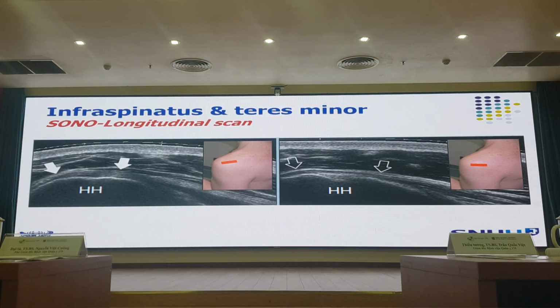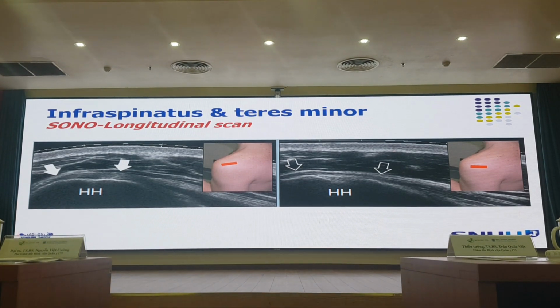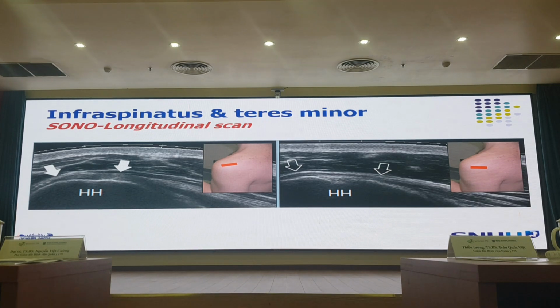Using the ultrasound longitudinal scan, you always check and identify the scapular spine and rotate the probe just beneath the level of the scapular spine. You can see the infraspinatus, and if you move the probe more caudal, you can check the teres minor.